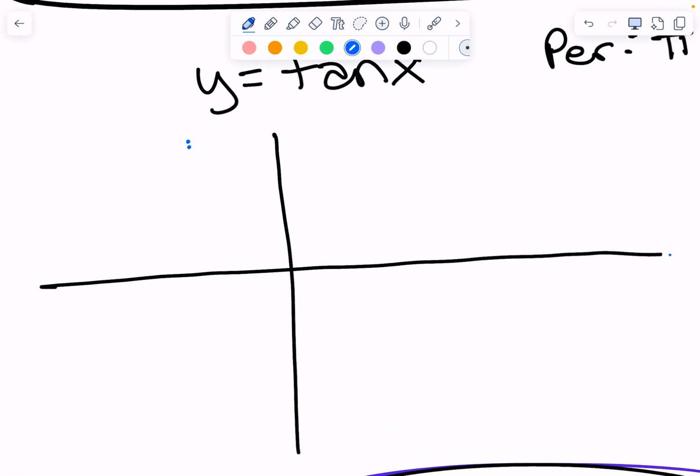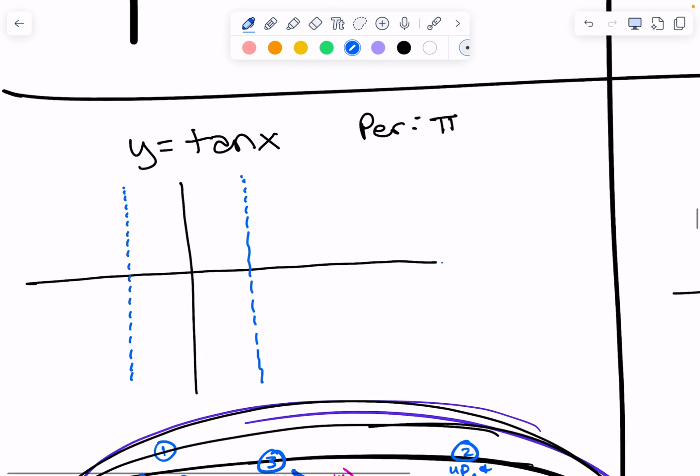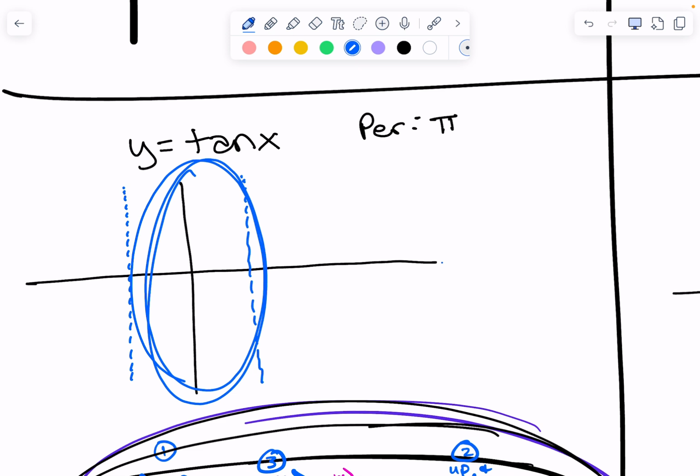Tangent starts on this side, and it has a vertical asymptote. And it goes to this side, and it has a vertical asymptote. This is what one period of tangent looks like. Now, I'm going to ask you some questions. Let's see if we can figure this out on our own. And Megan already knows the answer because she has it in front of her. Yes, put the graph in here. So it has a vertical asymptote on the left, and a vertical asymptote on the right. This is what one period of tangent looks like.